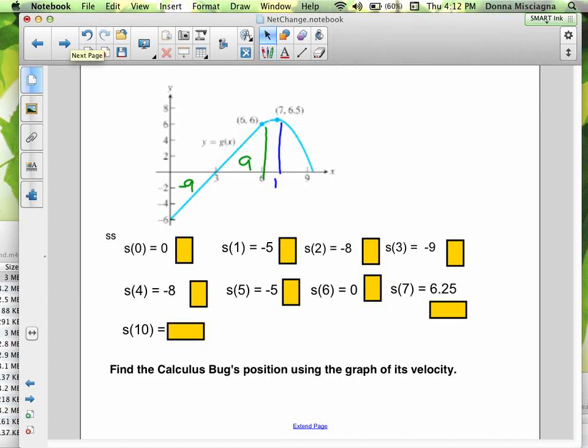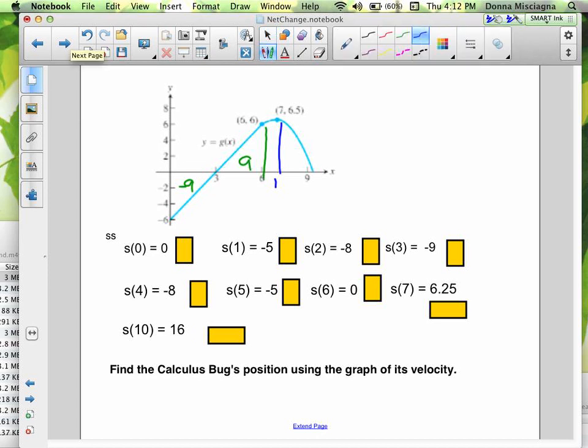And at S of 10, we're just going to have to add in that last little piece. It's going to be at 16. All right, so we're already at 6.25. So for all of this, we're at 6.25. All right, we've got kind of a triangle here. So this is 3, and this part here is 6.5. And so that's going to give us 6.5 times 7, and then whatever that is, times 1/2.